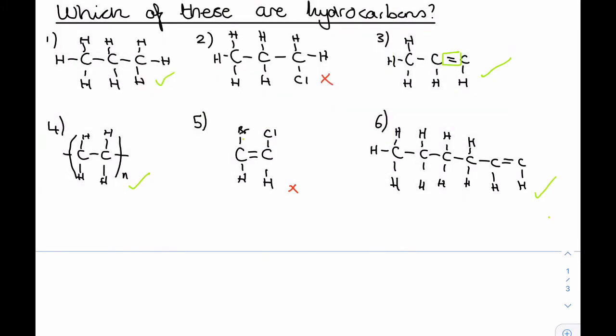So just mark your answers, make sure you got that right, and you're not confused what a hydrocarbon is, because it is just anything that has both hydrogen and carbon and nothing else in that molecule.